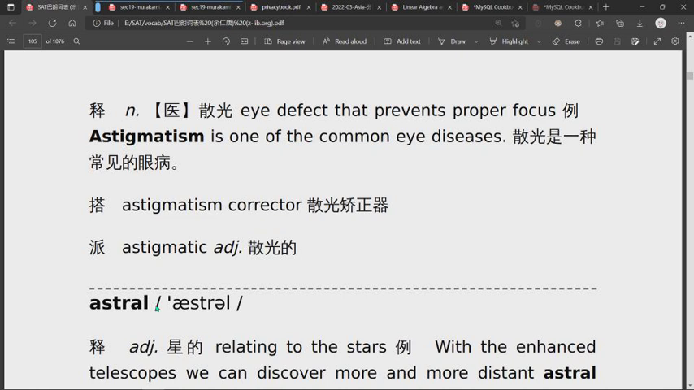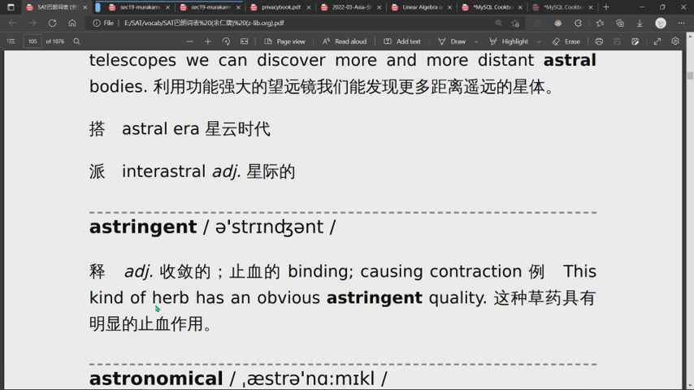Astral. We can discover more and more distant astral bodies by using iPhone. We can discover more astral bodies in the universe.